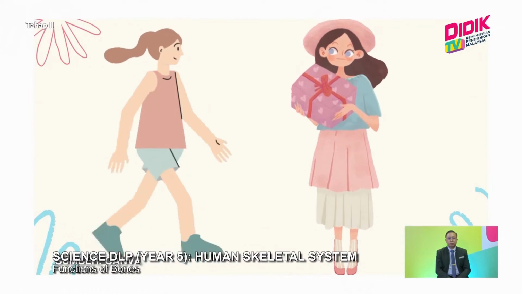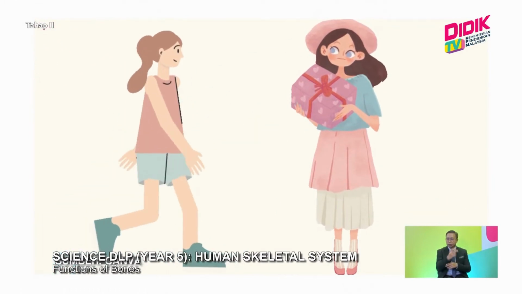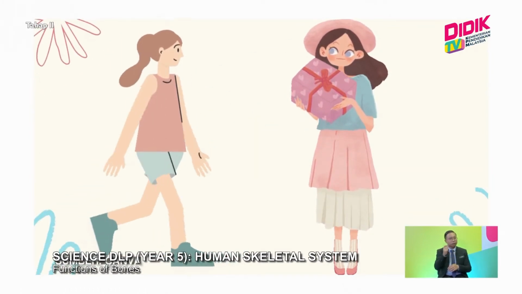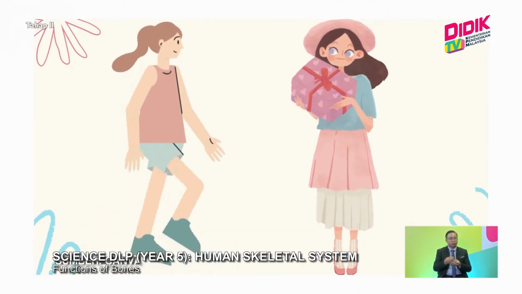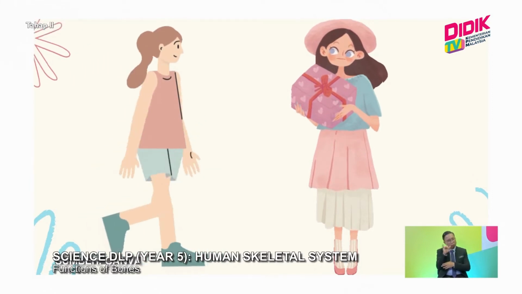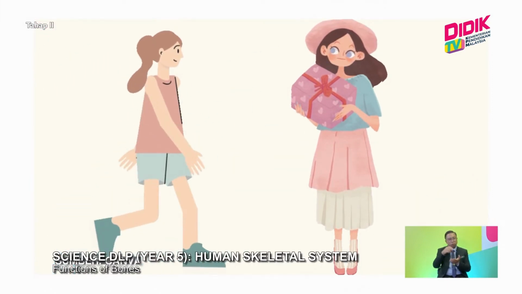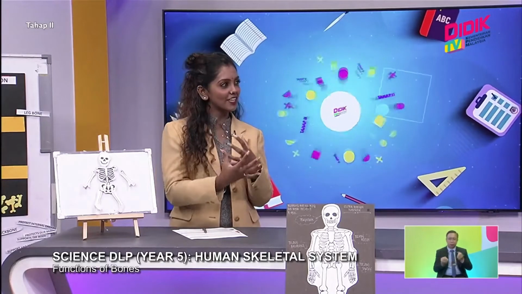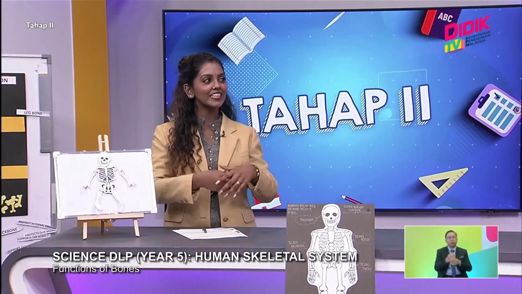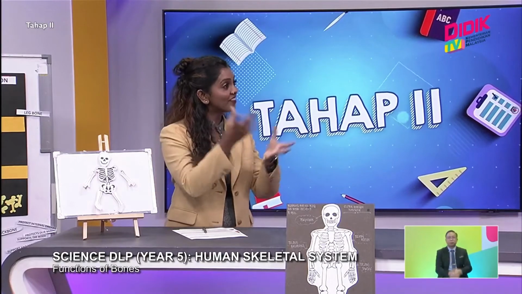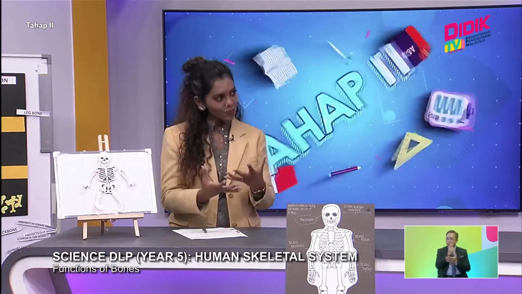Okay, what can you see here, Divya? I see a girl walking, and there's another girl holding a gift. Why can she walk and stand? She can walk because her leg bones are supporting her. Exactly. And she can move her hands because her hand bones are supporting her, and she can hold the gift, right? Exactly.